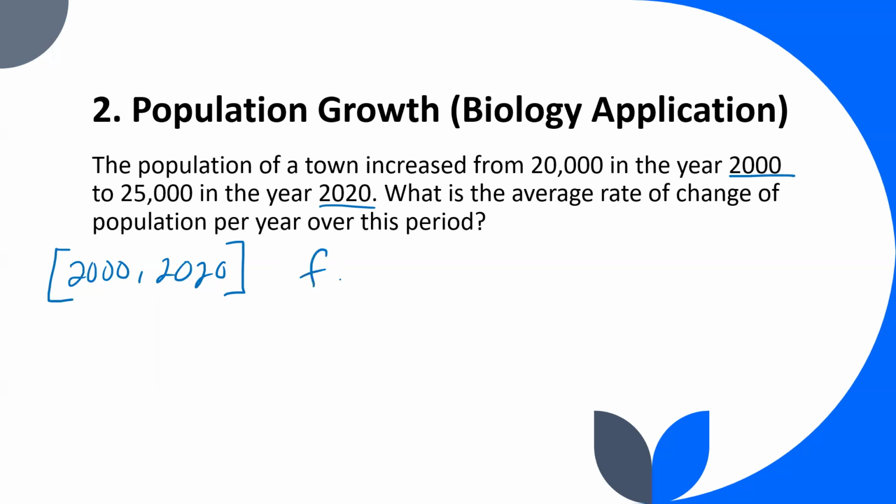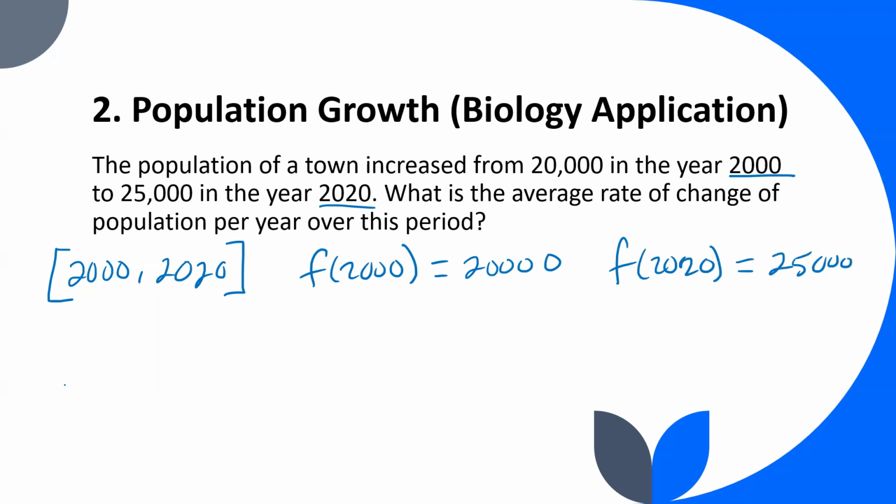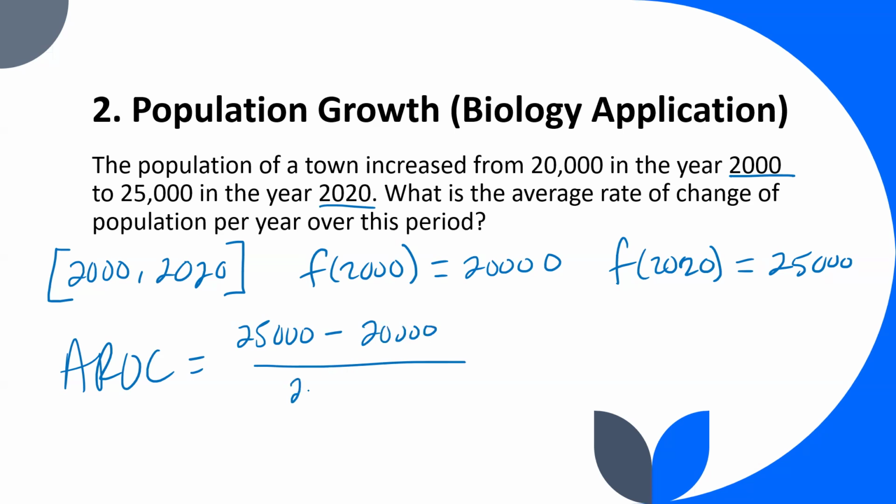So then I need to find f of 2000. So in 2000, population was 20,000, right? And then f of 2020, it was 25,000. So then my average rate of change equals f of 2020, which is 25,000, minus f of 2000, which is 20,000, all over 2020 minus 2000. How do we do? Yeah. All right. 25,000 minus 20,000 leaves us with 5,000.